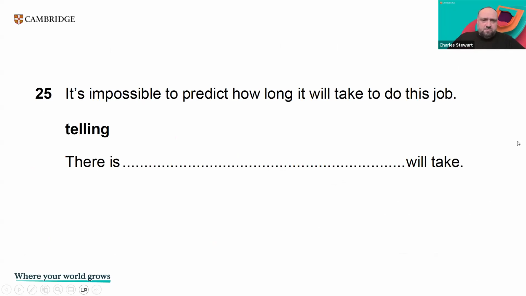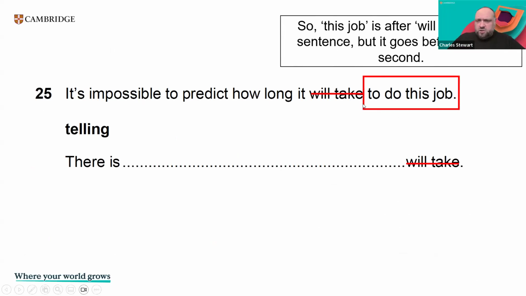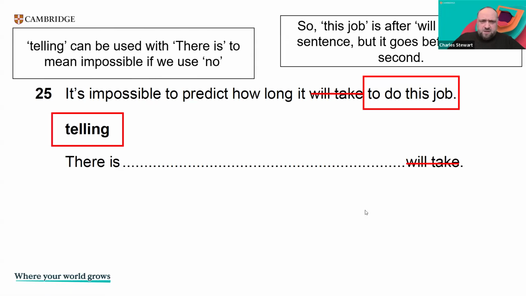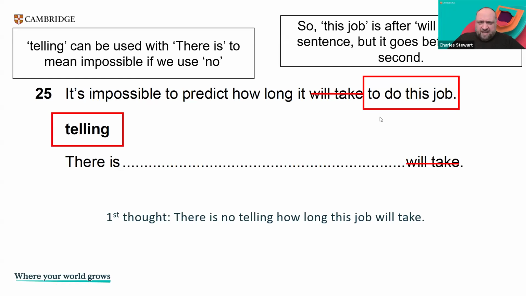So let's look at this sentence. It's impossible to predict how long it will take to do this job. Telling, there is blank will take. So we've read it. Now the second step is establishing exactly what is the same. Will take, will take. Okay, so to do this job is after will take in this sentence, but it needs to go before it in the second sentence. Telling. Telling can be used with there is to mean impossible if we use no. Therefore, my thought is there's no telling how long this job will take.